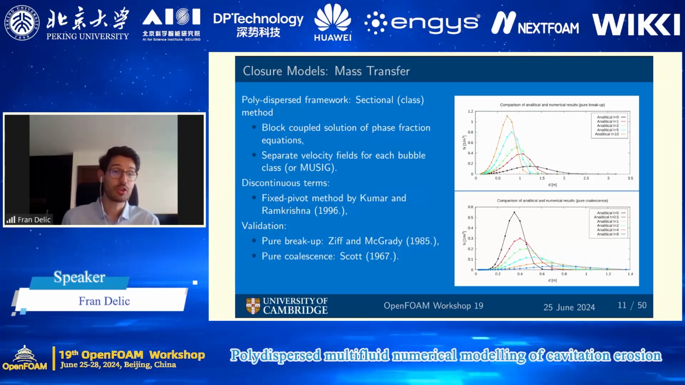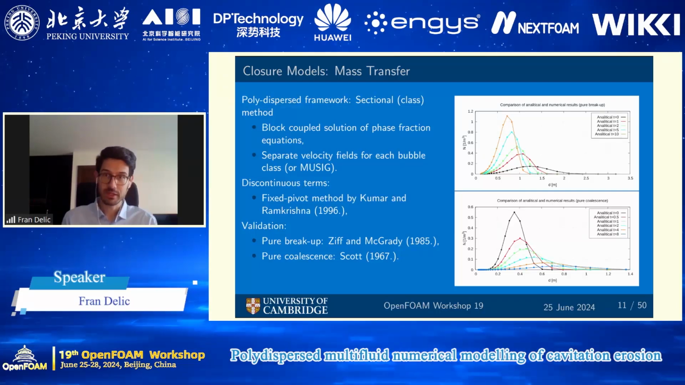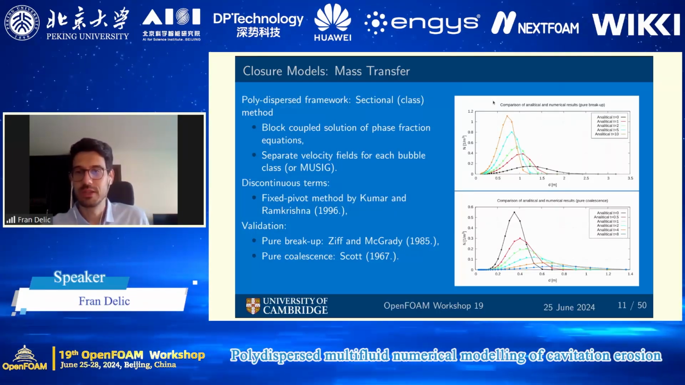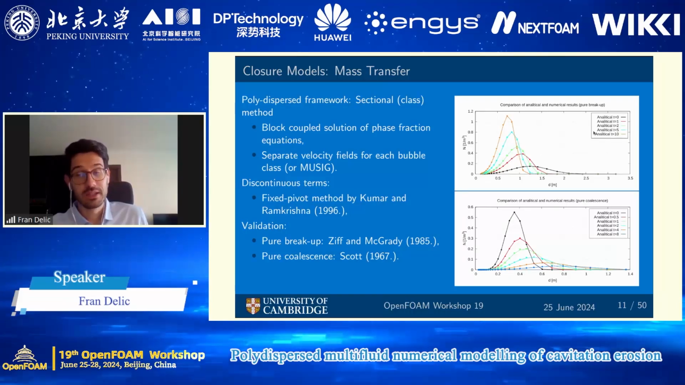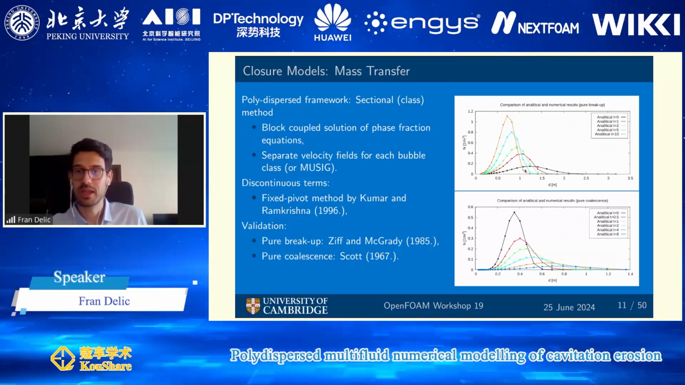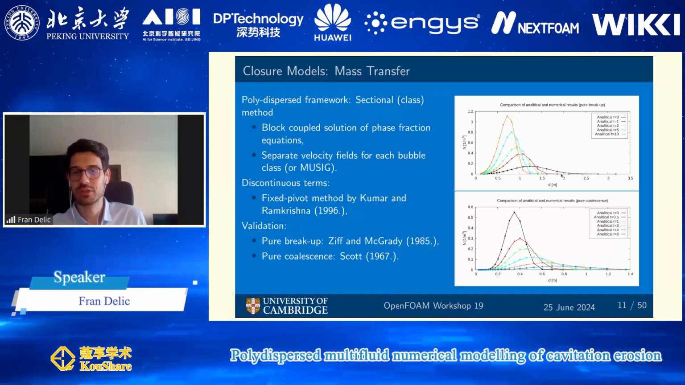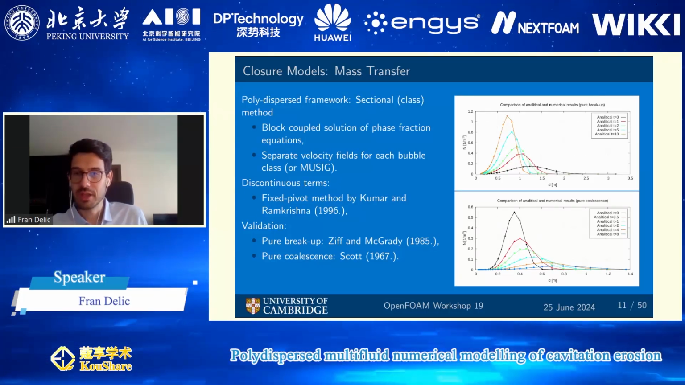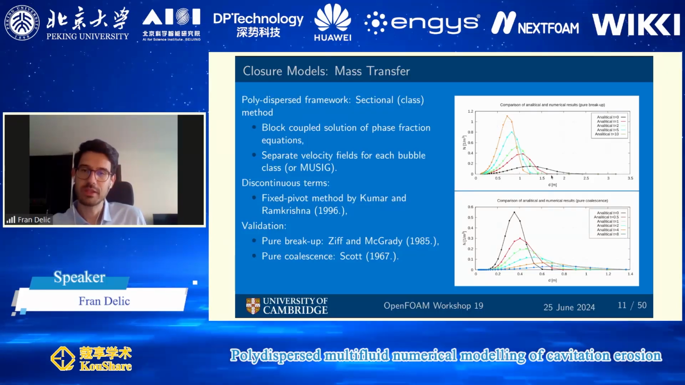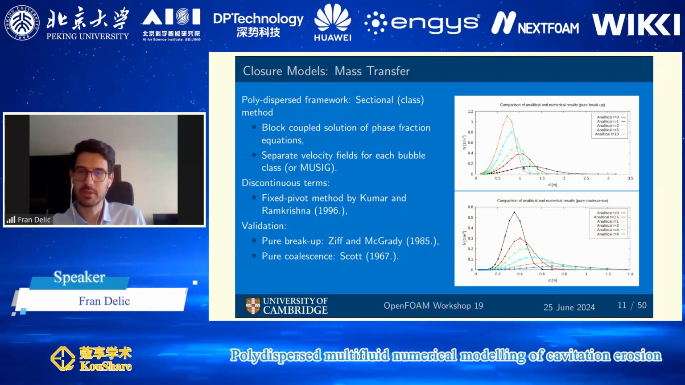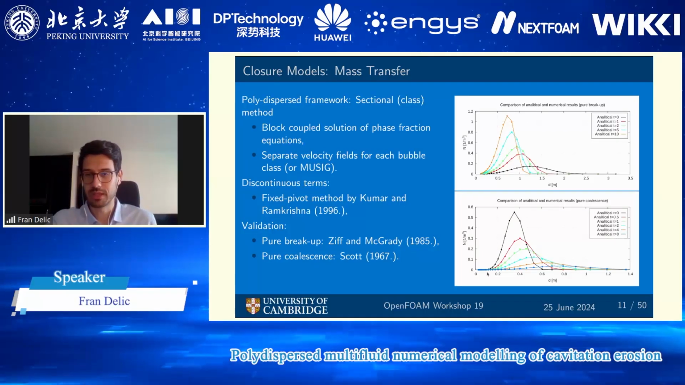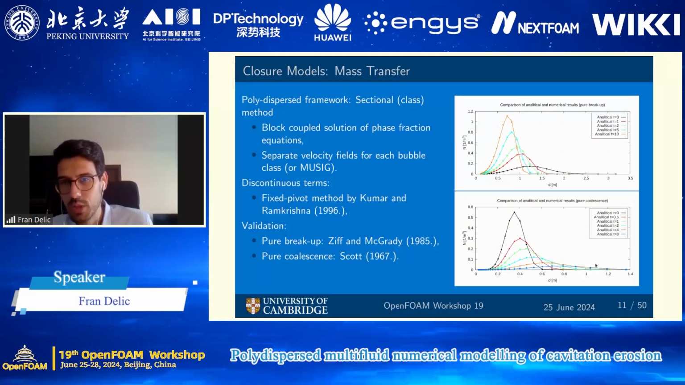Discontinuous terms are modeled using a fixed pivot method called Kumar-Ramkrishna, which has been validated. At the top right, you can see an analytical validation for pure breakup. Again, we start with the black line here. Analytical results are the lines, and numerical results are the dots. So we start with the line here, and we end up with breakup here. The same thing is done for coalescence. We start with the black line here and end up with the blue line here.